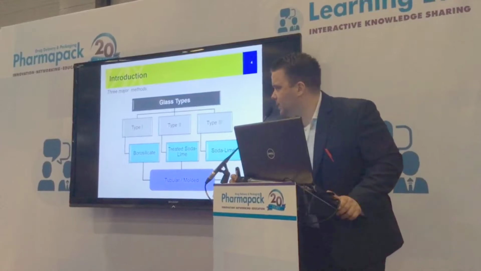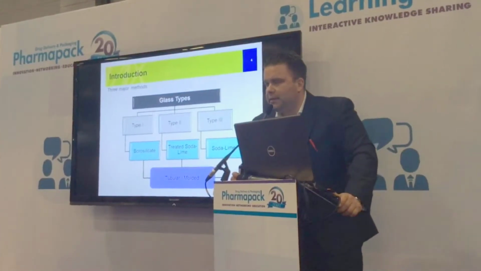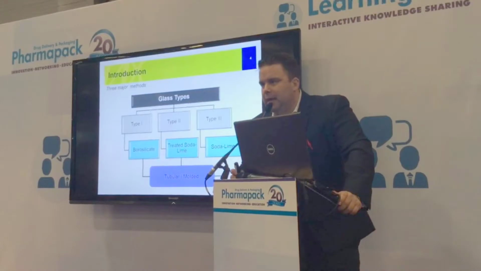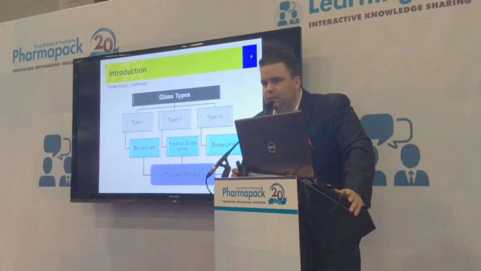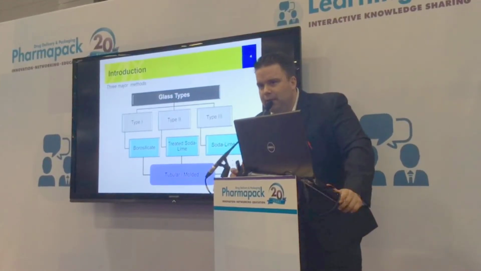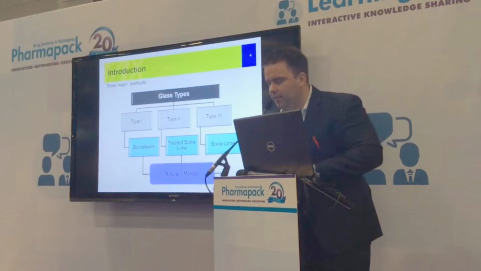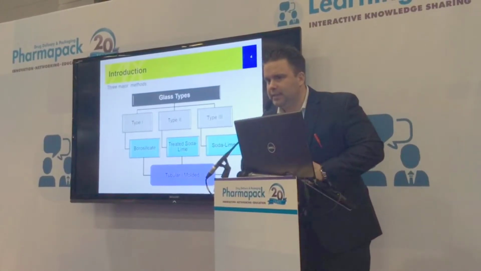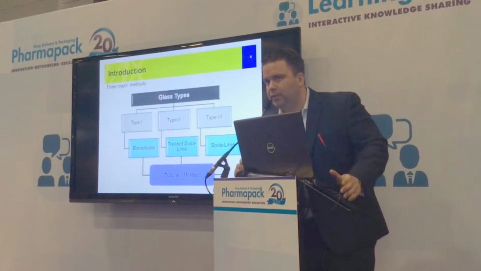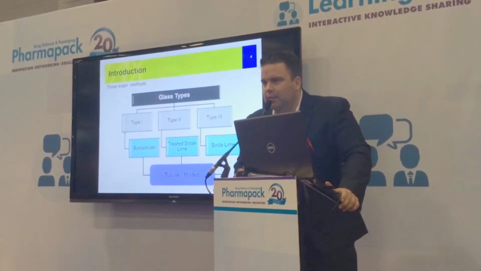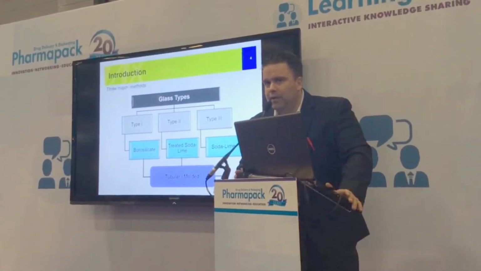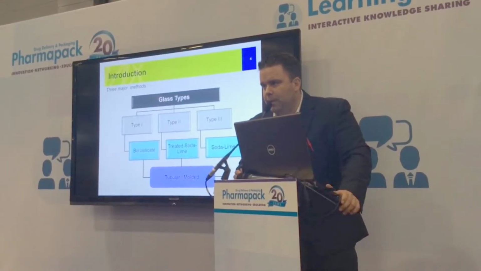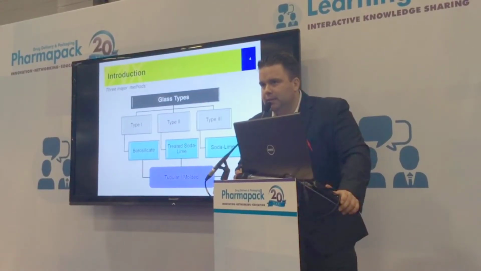Next, you have type 3 glass, which is known as soda lime glass. This has high amounts of sodium and potassium oxide in it, which comes from soda ash, hence the name soda lime glass. This has a very low hydrolytic resistance, meaning it's more likely to interact with a pharmaceutical drug product. Therefore, it's not utilized for parenteral applications. Lastly, you have type 2 glass. It's the same as type 3, however, it goes through an ammonium sulfate treatment to increase the hydrolytic resistance.